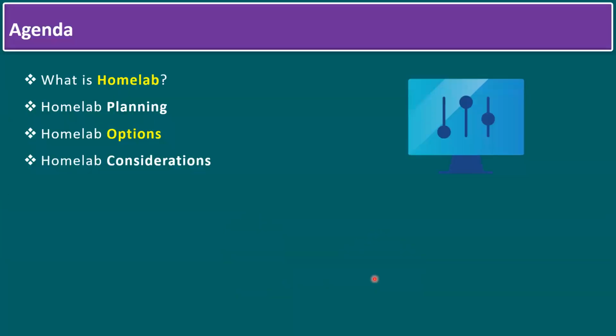Here is the quick agenda. First, let's understand what is Homelab, and then Homelab planning, Homelab options, and finally Homelab considerations. So Homelab means it is not only dedicated to one system or one laptop or one mini PC. It can be either one or multiple systems. Okay, we call it a Homelab.